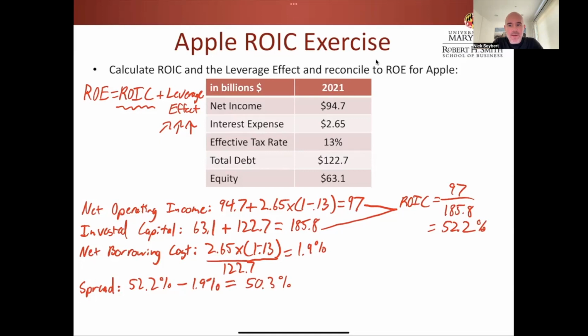Apple issues debt, right? Issues bonds or takes a bank loan or whatever. They pay those debt holders 1.9%. That's what they pay the debt holders, a measly 1.9%. And then they turn around and use that money to generate 52.2%. The difference between what we have to pay the debt holders and what we can generate with that money is called the spread. And that's the bonus percentage return that's going to come to equity holders.